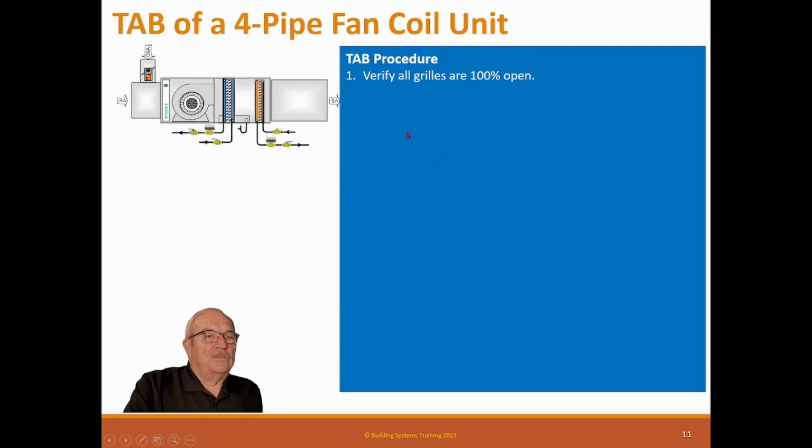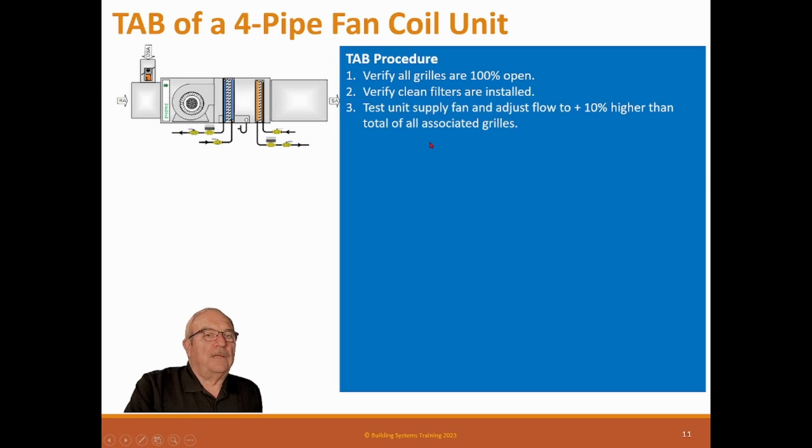Okay, TAB procedure. Obviously, grills are open, filters are clean. Test the supply fan and adjust flow to 10% higher. I've always used 10% higher just to make it easy in the field, so when I start backing up pressure, I still have enough flow. If you don't do that, you can come back later and change it.